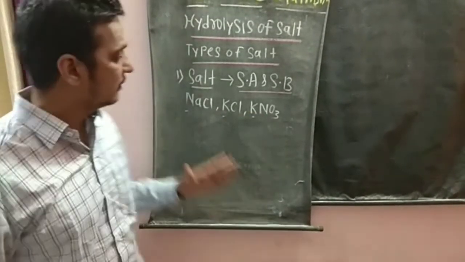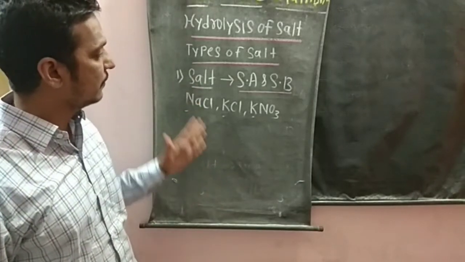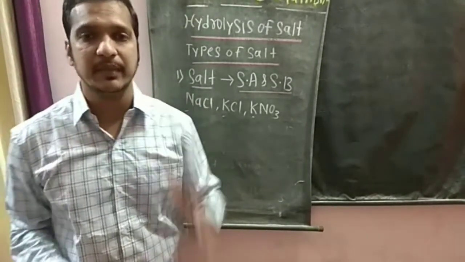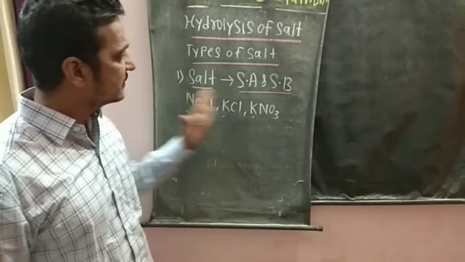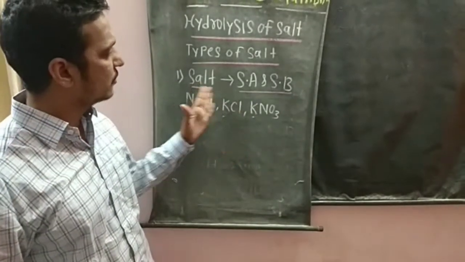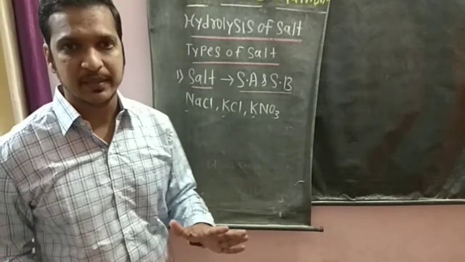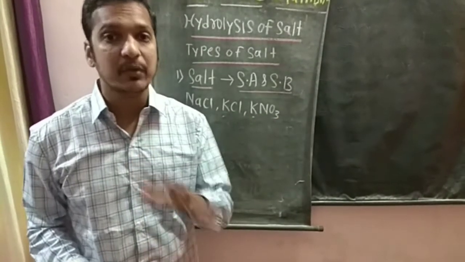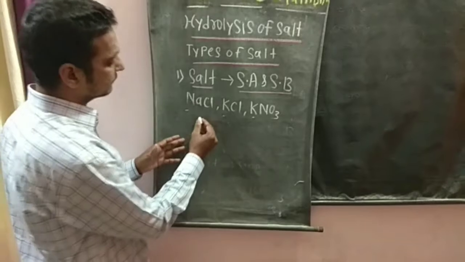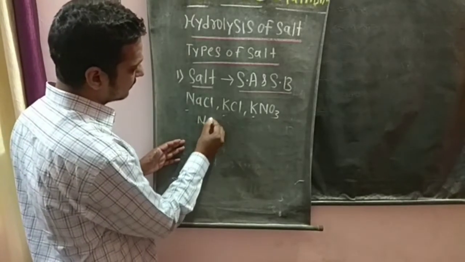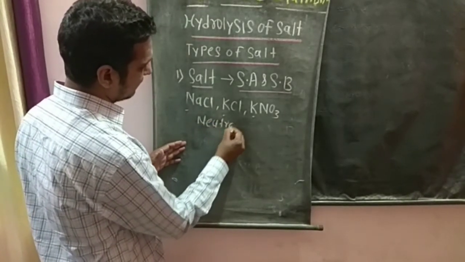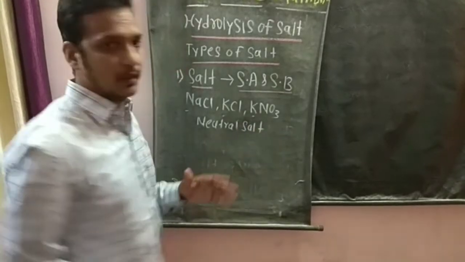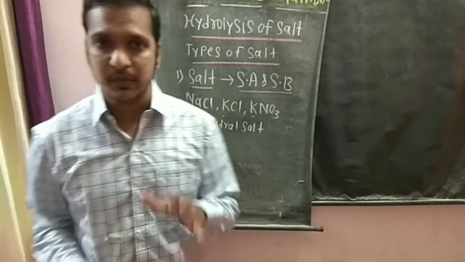Na2SO4. Now, the information about the NaCl salt we have already discussed in the previous part. These types of salts, the salts obtained from strong acid and strong base, such as sodium chloride, KCl, and KNO3, are called neutral salts. Why are they called neutral salts?